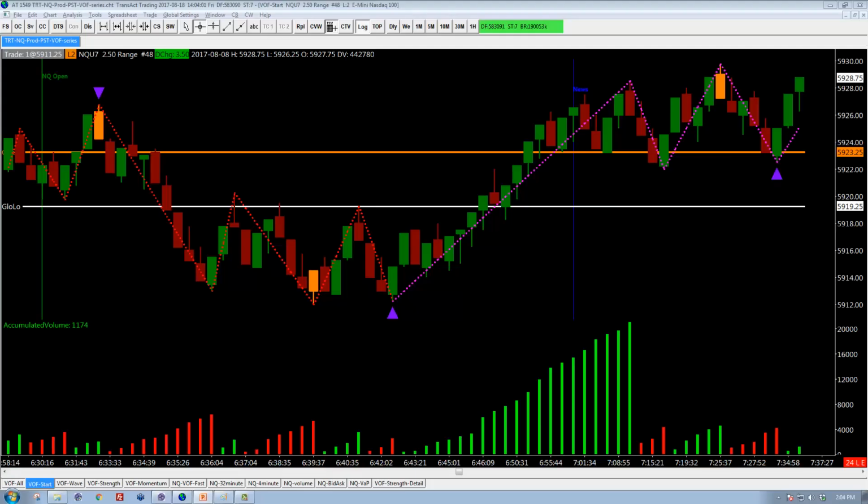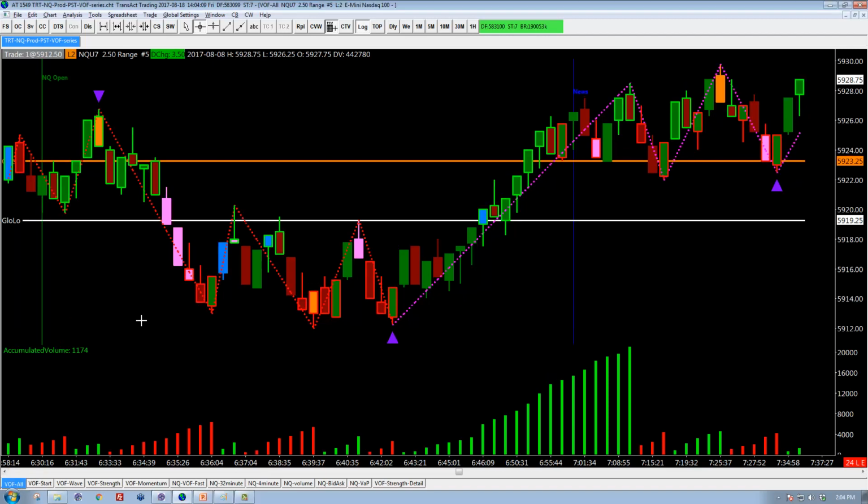At the end of part 1, we covered an introduction to wave volume, and this is what the chart looks like with the wave volume studies enabled. As a reminder, we're building towards a chart that I use to actually read the market using visual order flow.